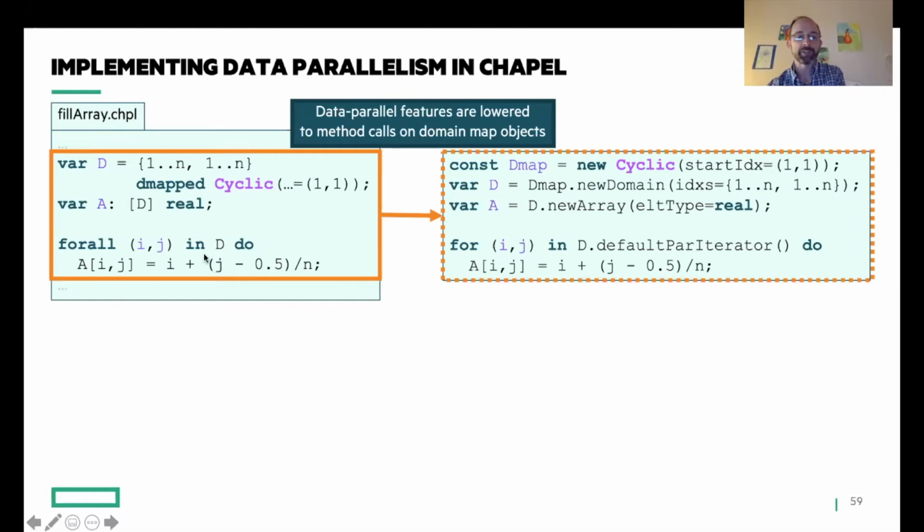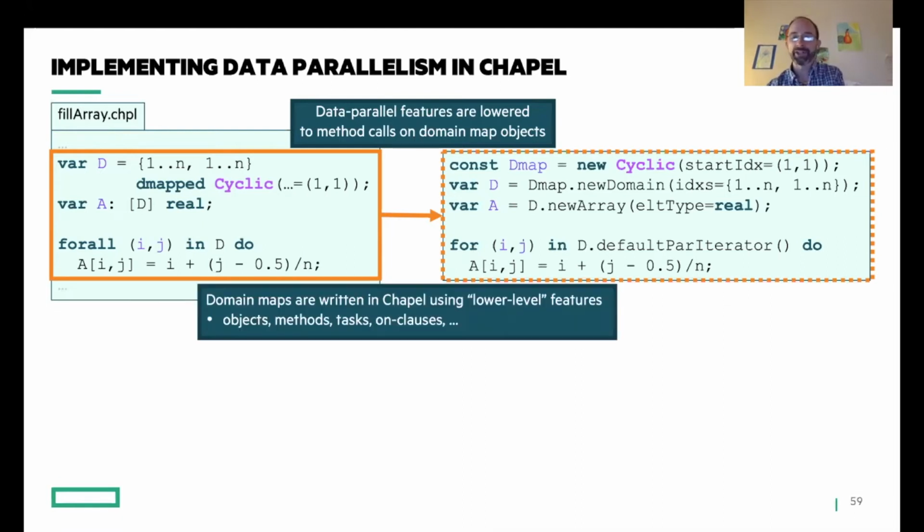And then the forall loop is interesting. Basically what we're going to do there is we're iterating over D. So we basically ask D, hey, there's a forall loop here. We'd like to invoke your default parallel iterator. And we're going to implement this a lot like the previous for loops we saw, where we just inline that default parallel iterator and then inline the loop body back into it again.